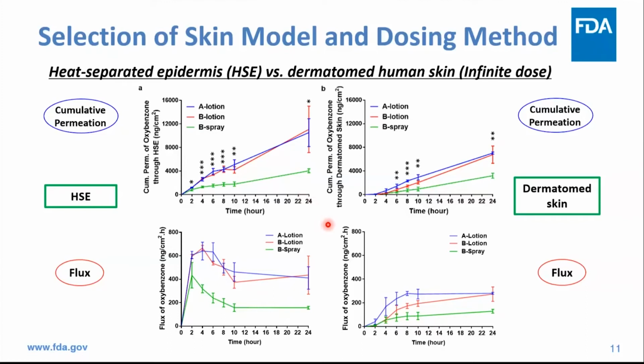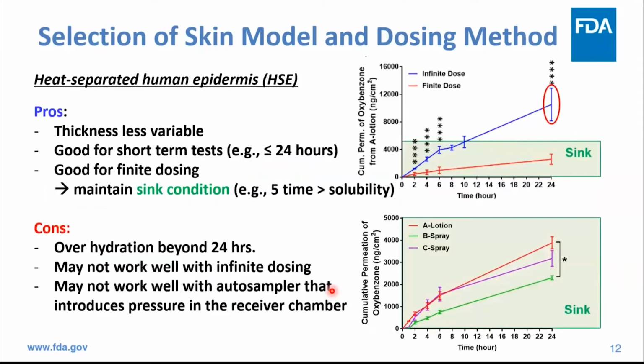So the results provided justification for choosing the HSE, or heat-separated epidermis, as the more relevant skin model for sunscreen IVPT, especially as we know that UV filters typically get absorbed to the epidermal layer and protect the skin from the basal layer of the epidermis. As compared to the dermatomed skin, procuring HSE may introduce less variation in skin thickness, and HSE are good for short-term IVPT, such as the sunscreen study.